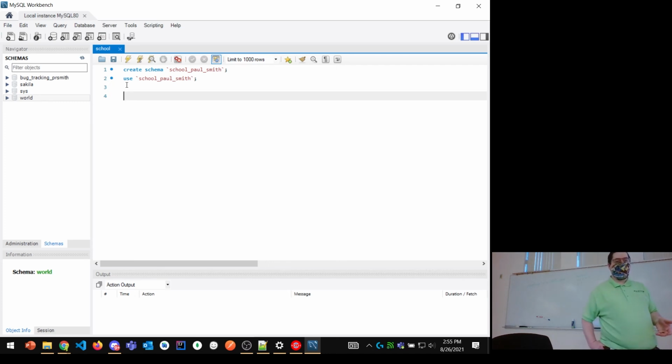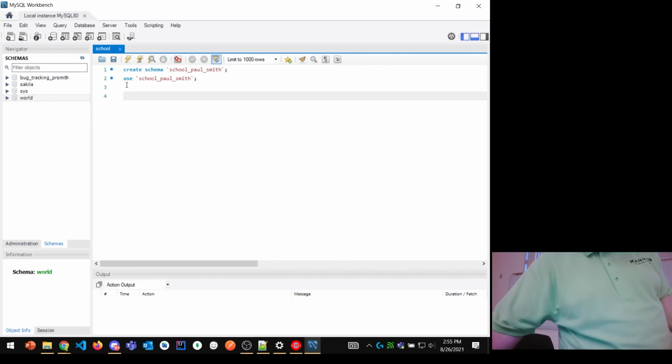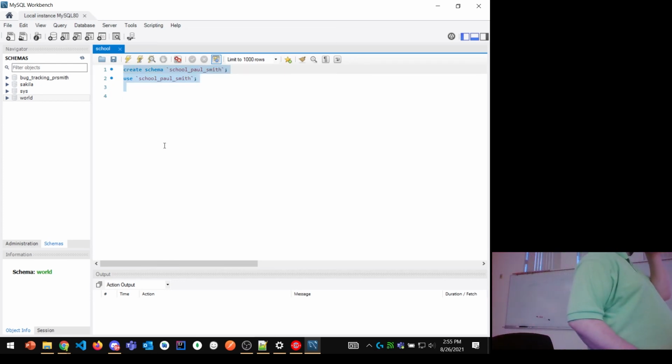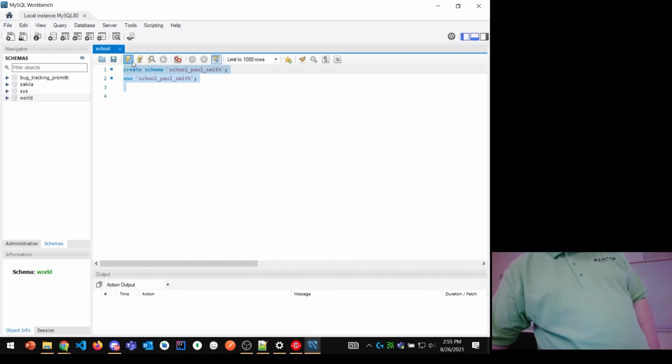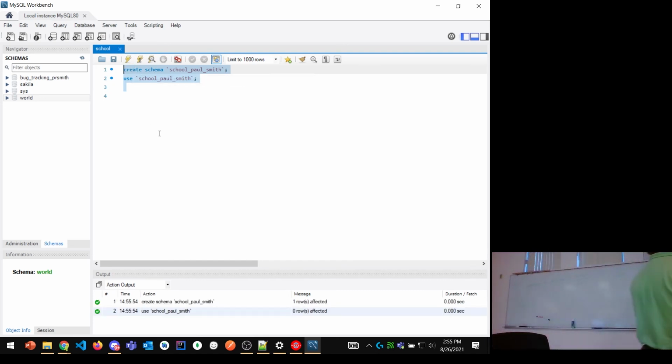If I just run that script now, let me show you this. If I highlight the whole script, I'm going to then hit the lightning bolt. When you hit the lightning bolt, it's going to run all of the code that you have highlighted. Make sense? Now there's a little bit of a bug in Workbench, which is apparent now, because I just told it to create a schema, and it says down here, you see this little green check mark, it says both of those commands ran, but it's not here.